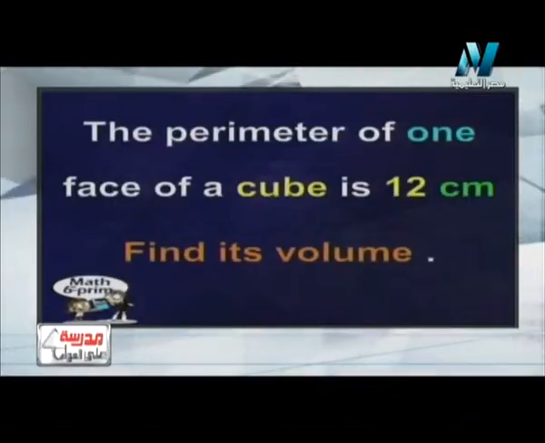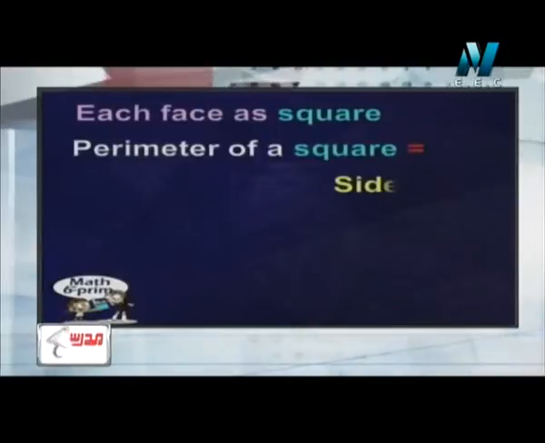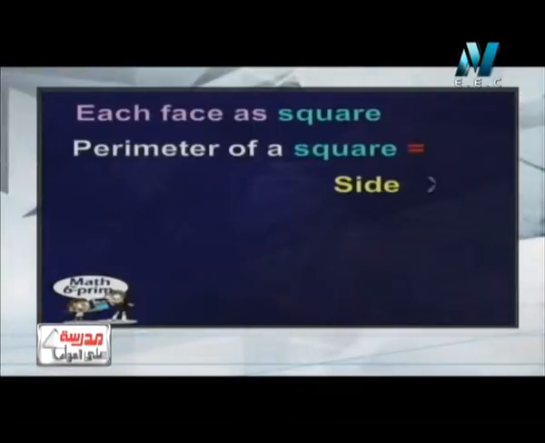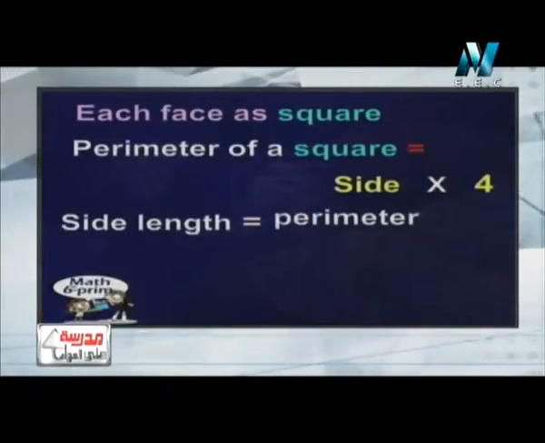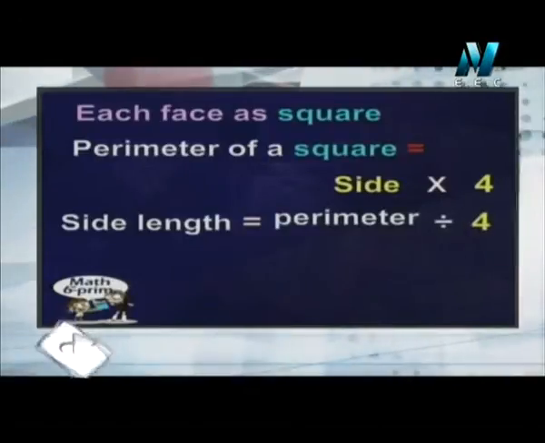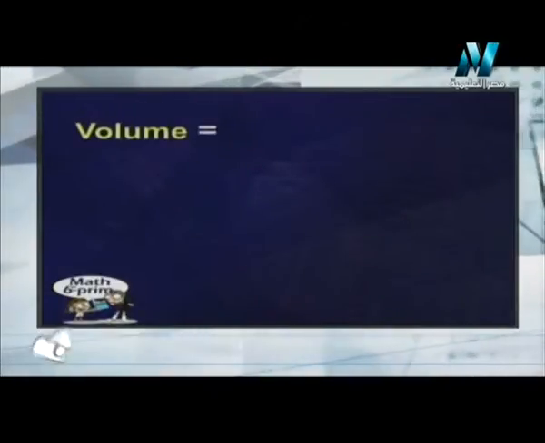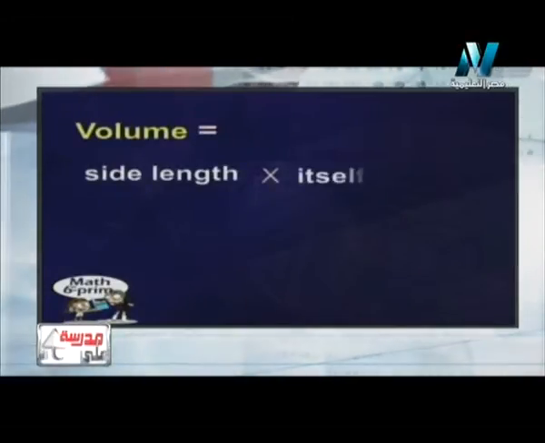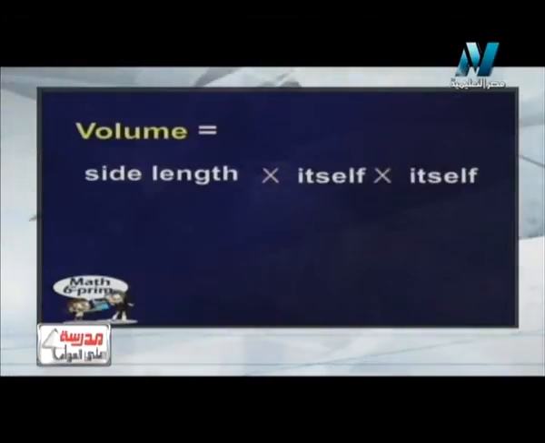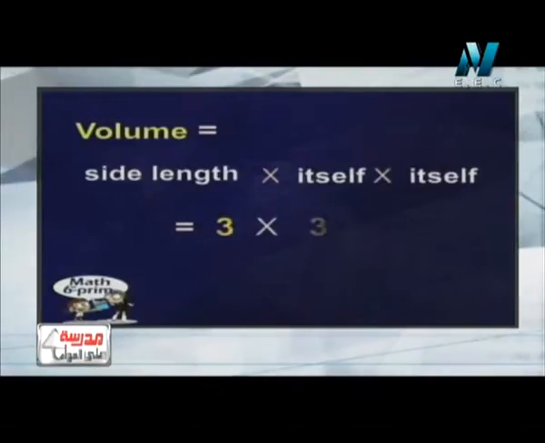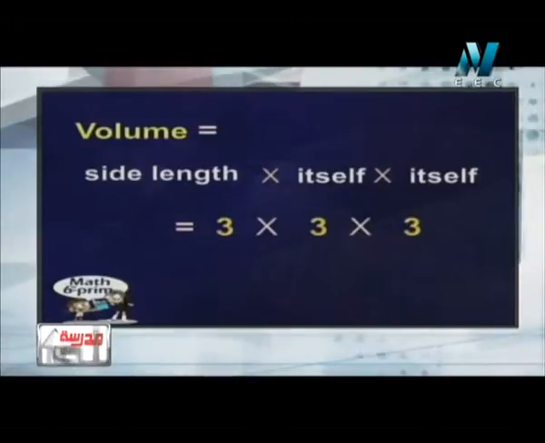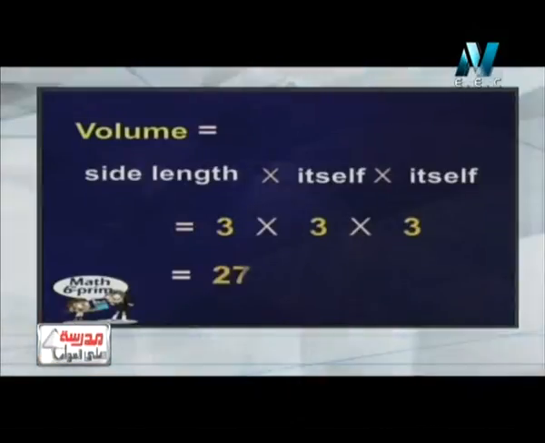Here is the solution. Each face is a square. The perimeter of a square equals side by 4, as we explained before. So the side length equals perimeter divided by 4. 12 divided by 4 equals 3. It's easy now to get the volume. Volume equals side by side by side. 3 times 3 times 3 equals 27 cubic centimeters. Very important idea.